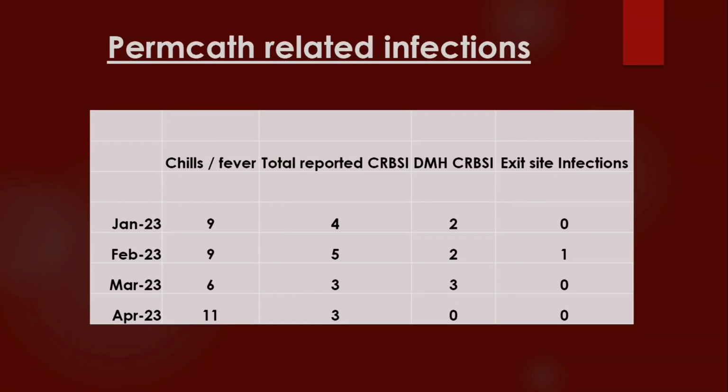So this is data, again monthly. This is what we mean by surveillance, isn't it? What is surveillance? Every month you see how many infections have happened, how many exit site infections there are, how many CRBSIs there are. So you get monthly data, and you get a trend. Actually CRBSI means a positive culture. These are only chills, but these are positive cultures.